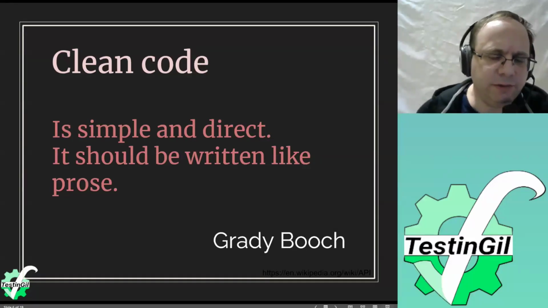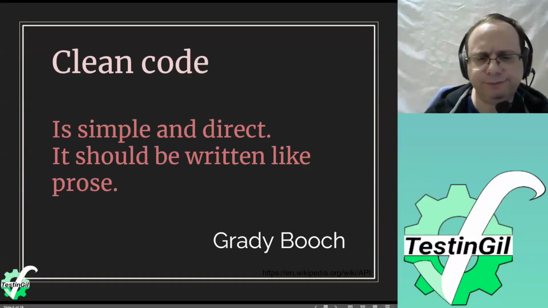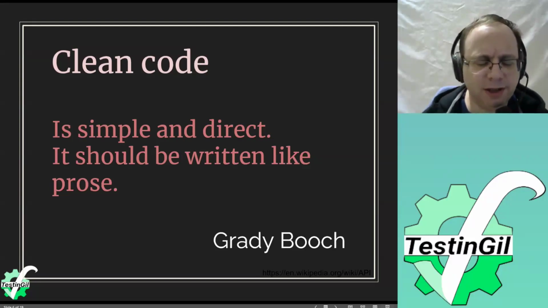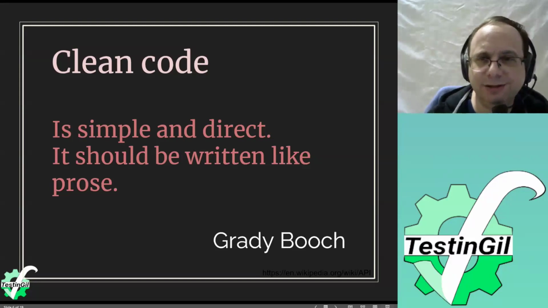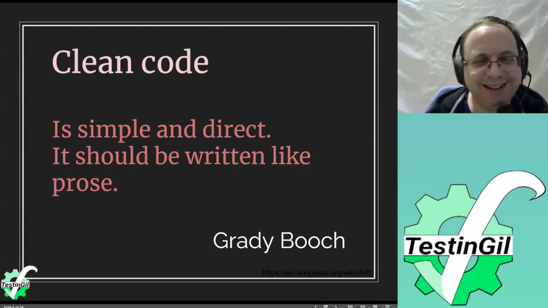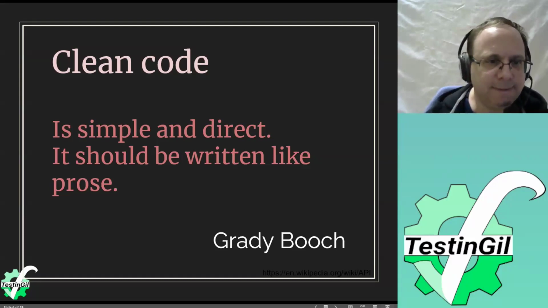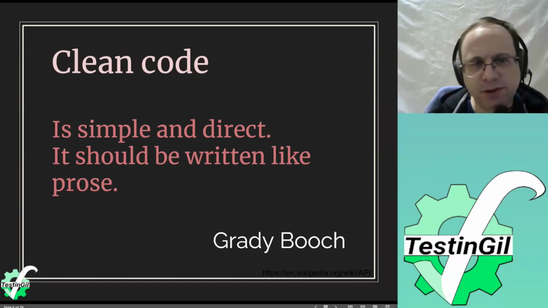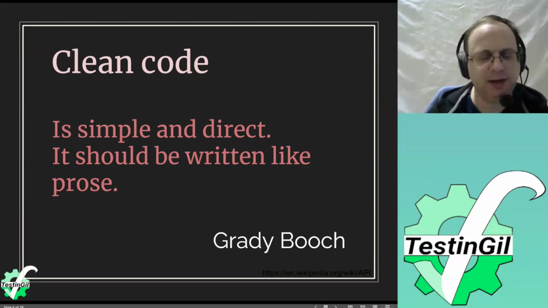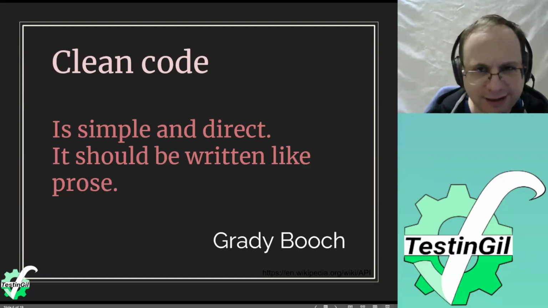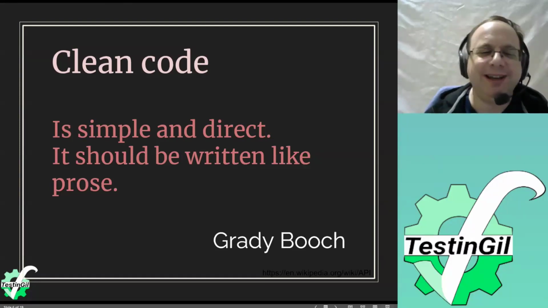So the first one is from Grady Booch. Grady Booch is one of the three people who led the object orientation revolution, sort of, in the late 80s, 90s. He wrote that clean code is simple and direct, and it should be written like prose. Now, remember how my code looked? It does not look like prose. It looks like torture.